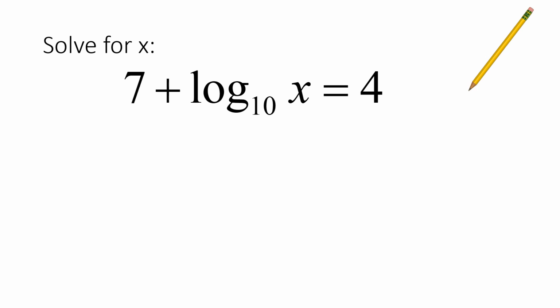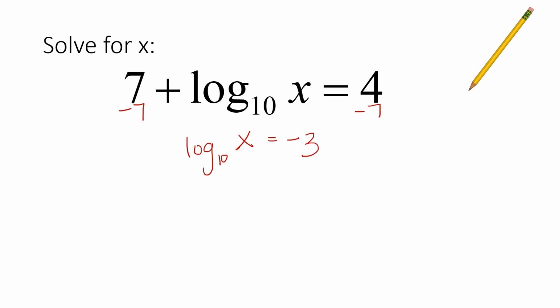But in order to use what I did in example 2, the log has to be standing alone. So if this ever happens where you only have 1 log, you've got to make sure it's standing alone before you can convert it. So in order to do that, I need to get rid of this 7 here. So I'm going to subtract 7 from both sides. So I get log base 10 of x equals negative 3.